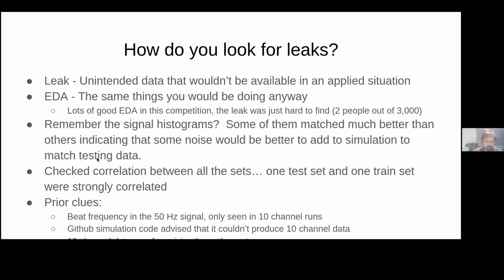I'm going to skip the signal histograms. And yeah, this is what I did. I just checked the correlation. It's literally one line of Python code, well, maybe 3 lines if you want to make a loop. And the signal really popped out very clearly. There were prior clues. This beat frequency was the main one.